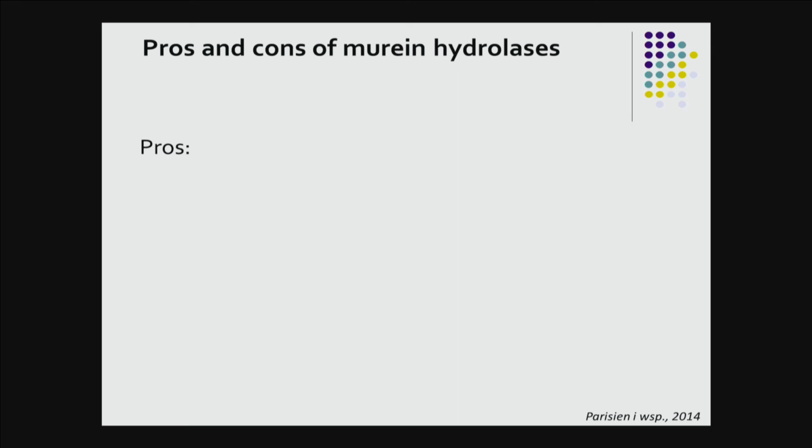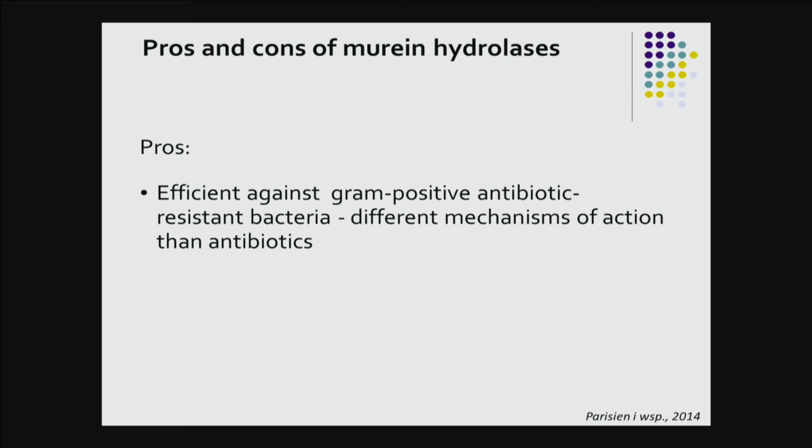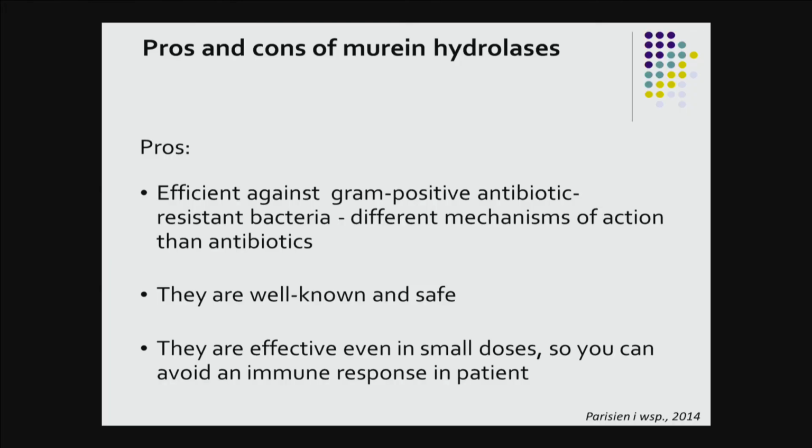And to sum up my presentation, pros and cons of using murein hydrolases. On the plus side, we can find that these enzymes are effective against gram-positive antibiotic-resistant bacteria, and the mechanism of action of murein hydrolases is different from the mechanism of antibiotics. So the current antibiotic resistance mechanisms don't play with the murein hydrolases. Murein hydrolases are well known and safe, and they are effective even in small doses, so we can avoid the immune response in patients.